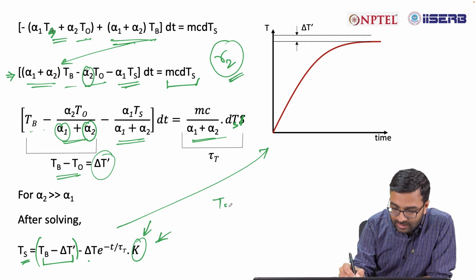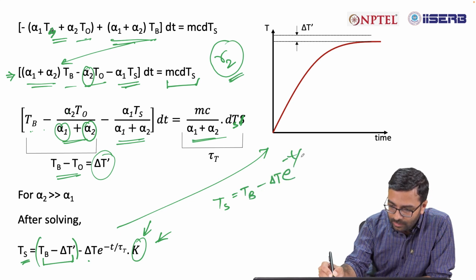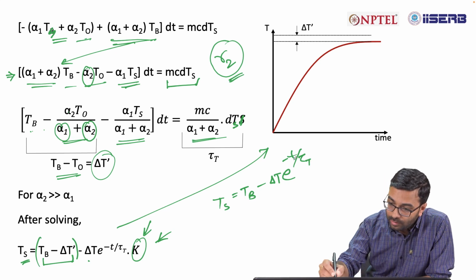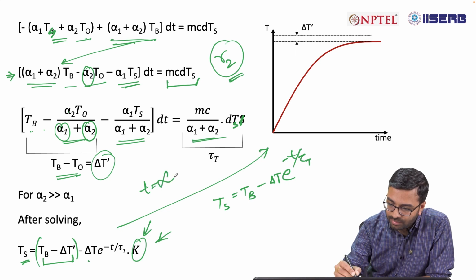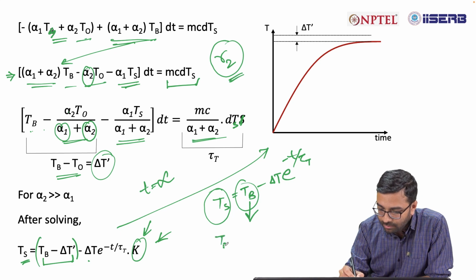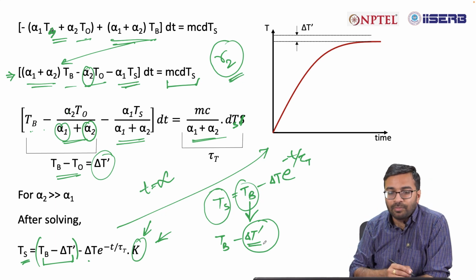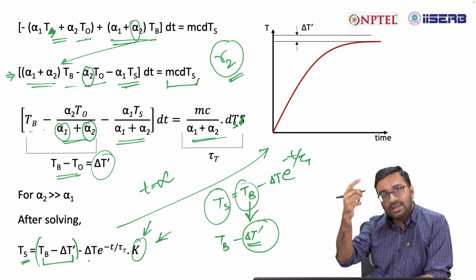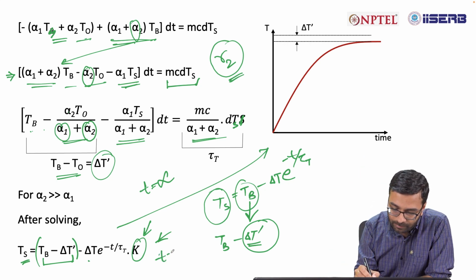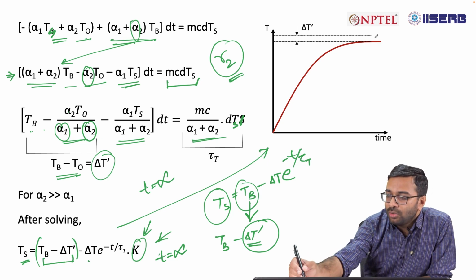Previously, it is like Ts is equal to Tb minus delta T e to the power minus t by tau, right. But now, in this case, if your t is equal to infinite, we have seen your Ts is equal to Tb. But in this case, this term is like Tb minus delta T dash. This delta T dash term came because of that alpha 2 term that is related to the R2 term, that is there is some heat loss. In that case, even at t equal to infinity, you will find that your Ts is equal to Tb minus delta T dash.